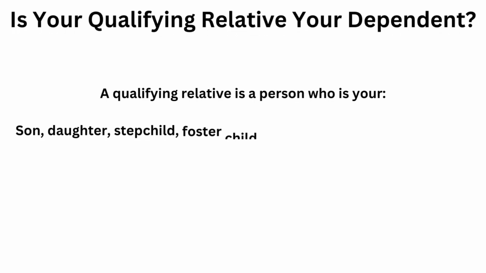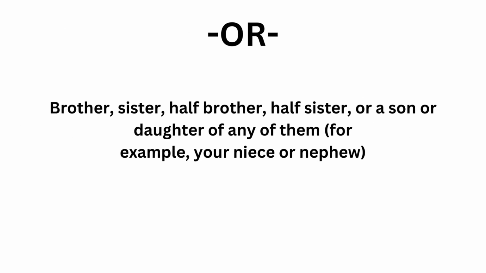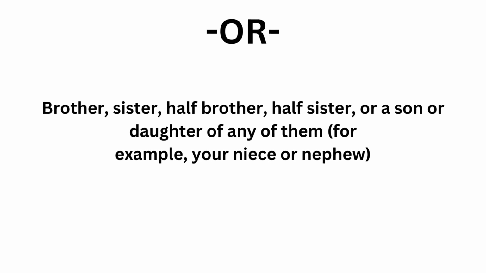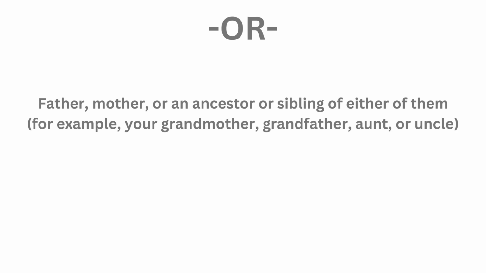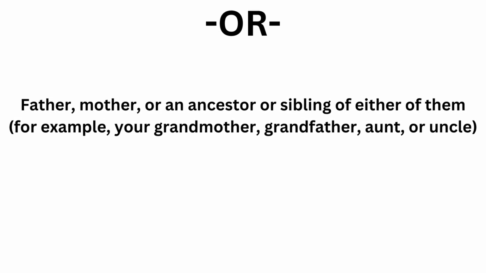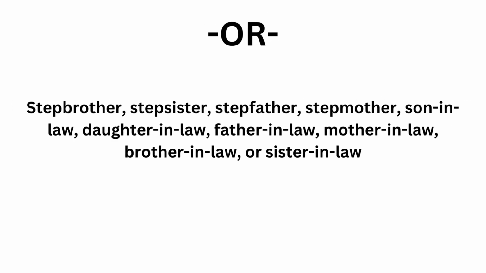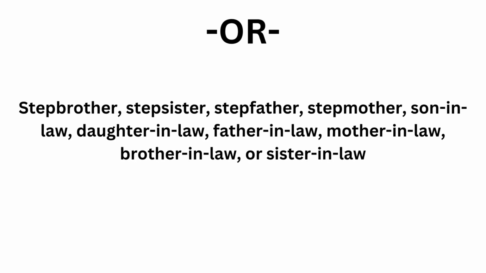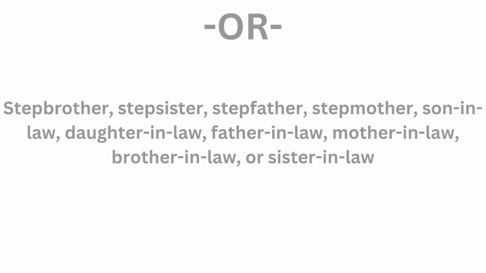Is your qualifying relative your dependent? A qualifying relative is a person who is your son, daughter, stepchild, foster child, or a descendant of any of them, for example, your grandchild. Or brother, sister, half-brother, half-sister, or a son or daughter of any of them, for example, your niece or nephew. Or father, mother, or an ancestor or sibling of either of them, for example, your grandmother, grandfather, aunt, or uncle. Or stepbrother, stepsister, stepfather, stepmother, son-in-law, daughter-in-law, father-in-law, mother-in-law, brother-in-law, or sister-in-law.